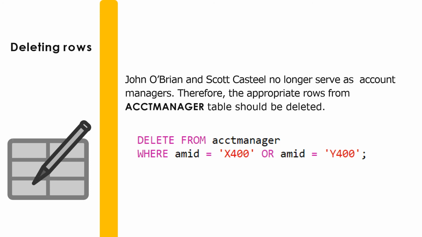For example, if John O'Brien and Scott Castile are no longer working as account managers, we can delete their appropriate rows. To do so, we say delete from account manager, where, and then we use their AMID so that we will be sure that we do not delete any other rows.